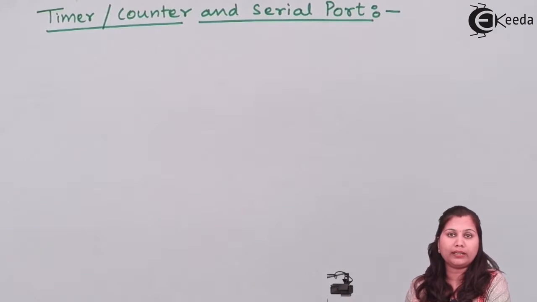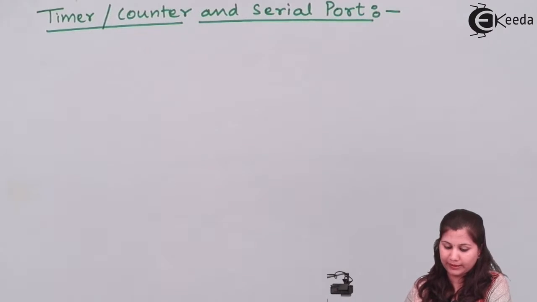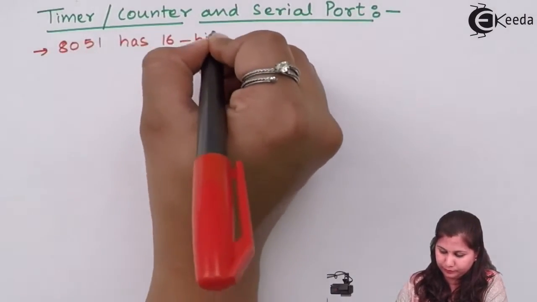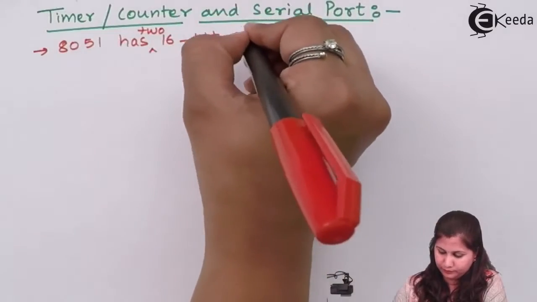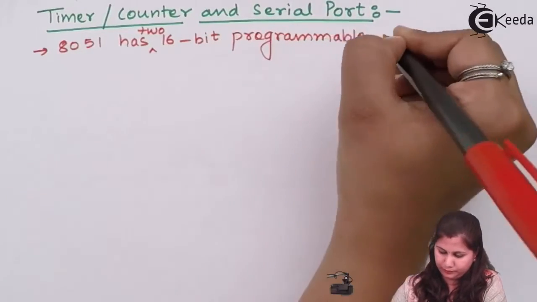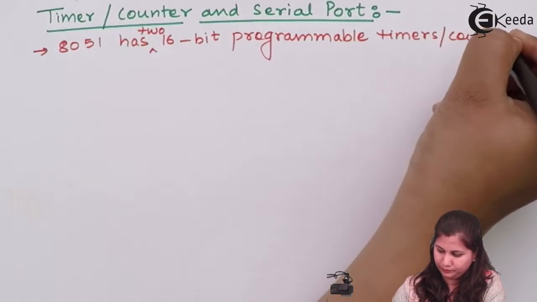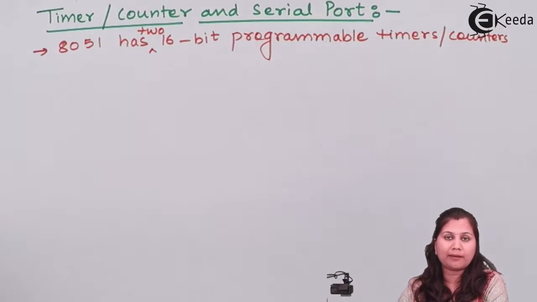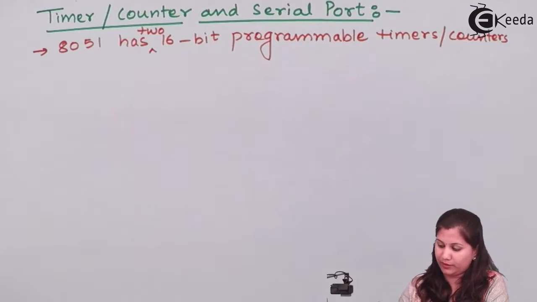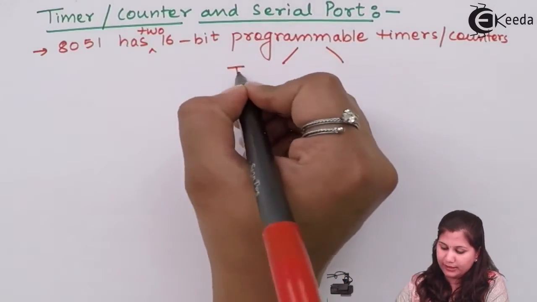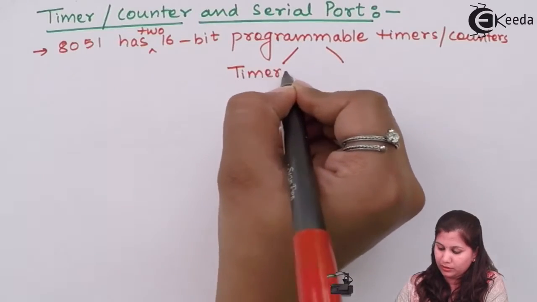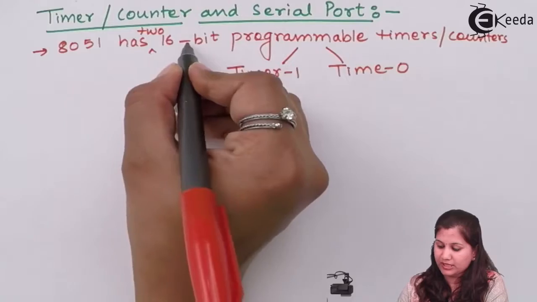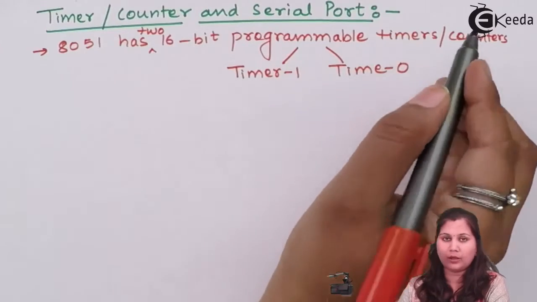So the 8051 has two 16-bit timers and counters. There are two 16-bit programmable, because we can program these timers and counters in different modes of operation. So one is timer 1 and the other is timer 0. Now these two 16-bit registers can act as a timer and also as a counter.